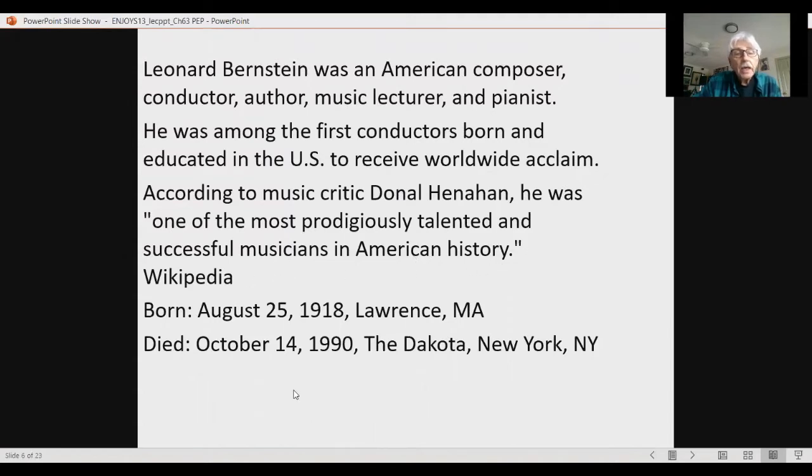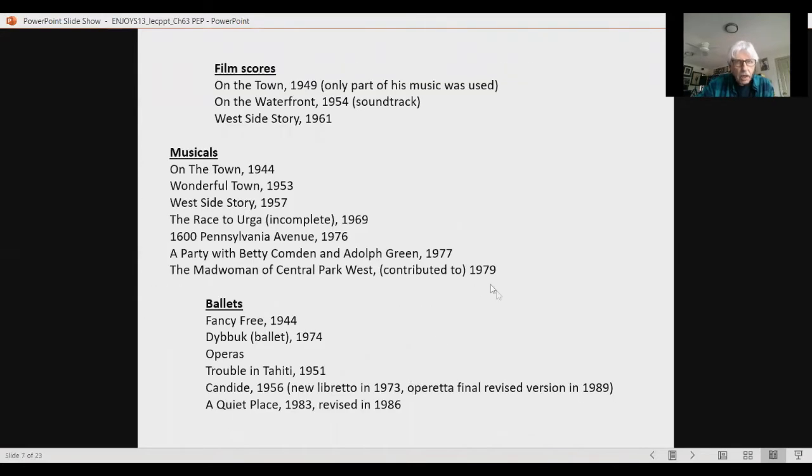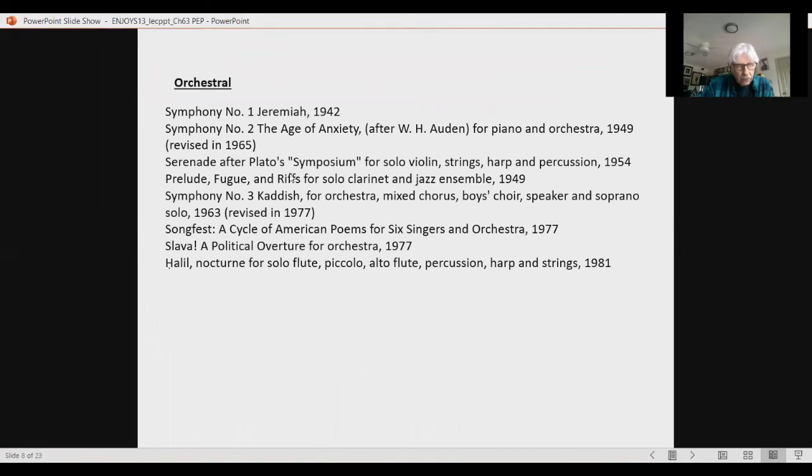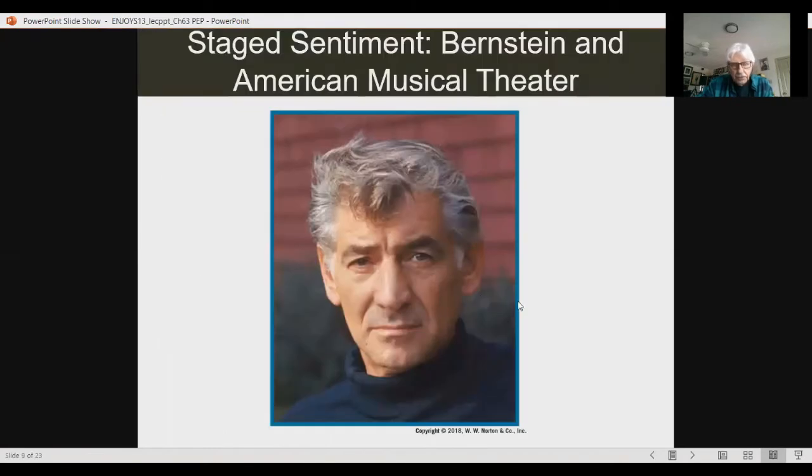He was born in 1918 in Massachusetts, and he died in New York in 1990. That would put him at 72. He wrote an awful lot of music. He wrote film scores, of course, musicals. We're going to sample his West Side Story from 1957. He wrote ballets, a lot of orchestral works. Here he is, Lenny, as he was called by his friends.